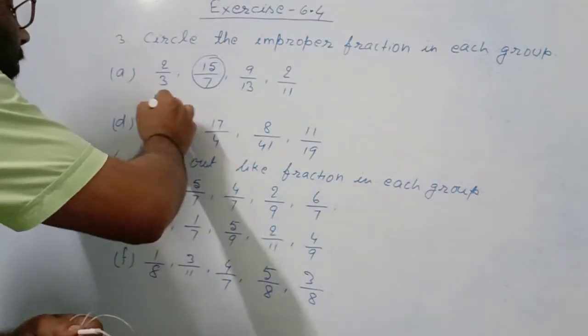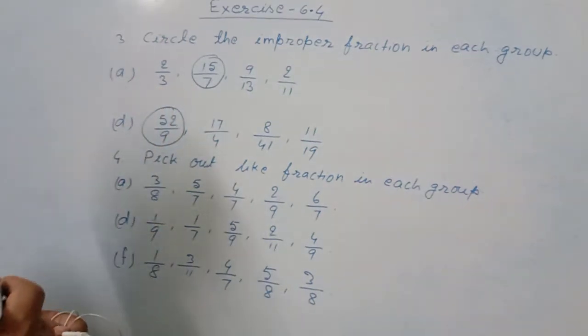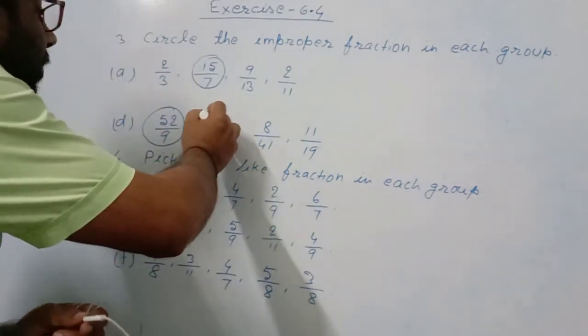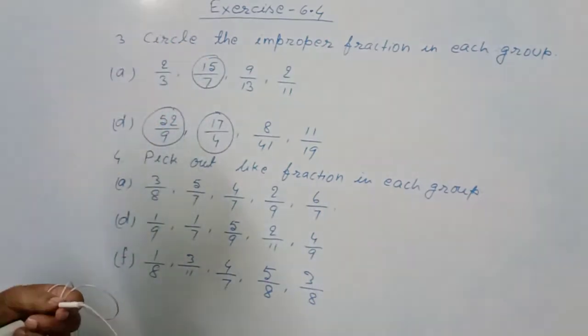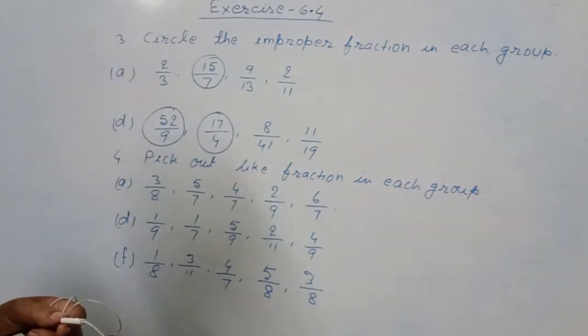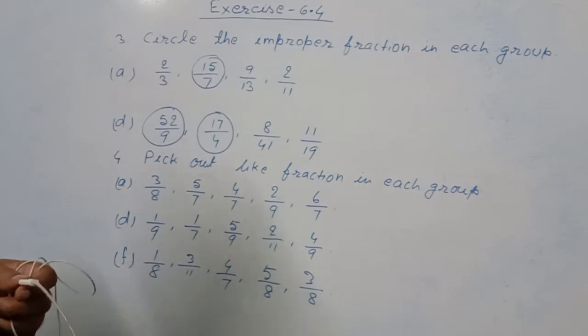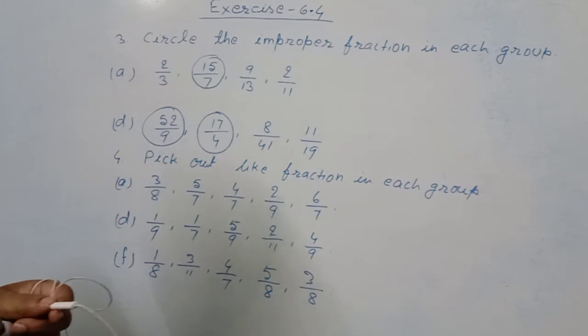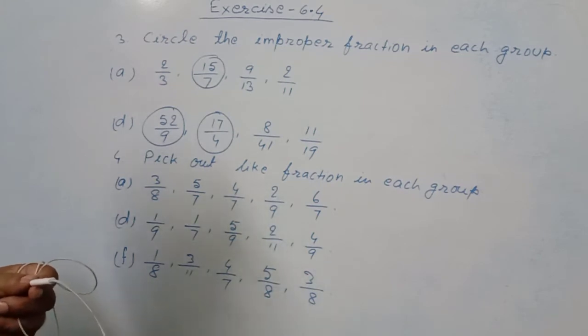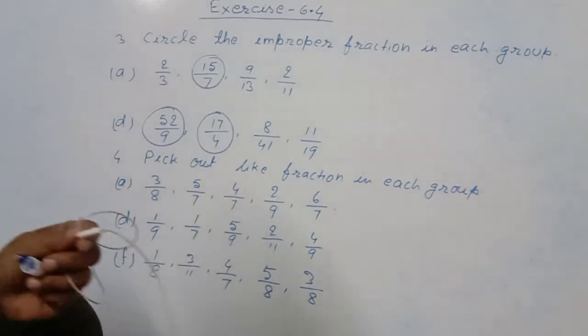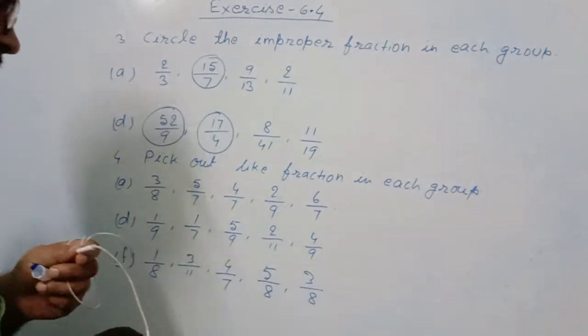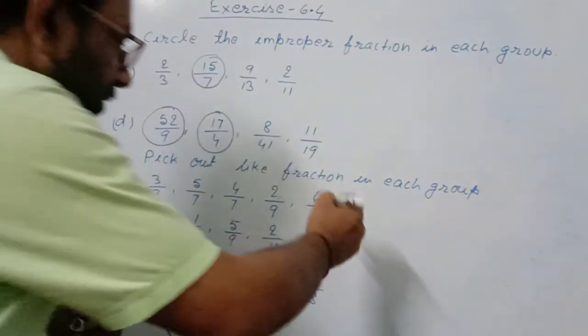52 by 9. 52 is greater than 9, that is an improper fraction. 17 by 4. 17 is greater than 4, that is an improper fraction. And no more. Question number 4. Pick out like fractions in each group. Like fractions: the fractions in which denominators are same, those are like fractions.